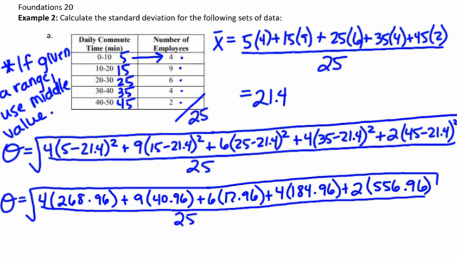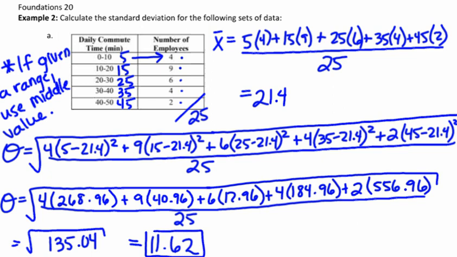So you can finish the rest of that in your calculator, just simplifying, but you should get down that it's going to be the square root of 135.04, which in the end gives us a standard deviation of 11.62. So again, in comparison with the first 2 examples, this standard deviation is much larger than the others, which tells us that the distance between our numbers to our mean is a lot larger than the distance it was from the first 2 examples.